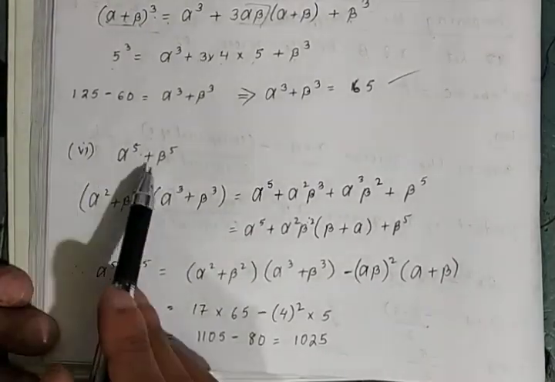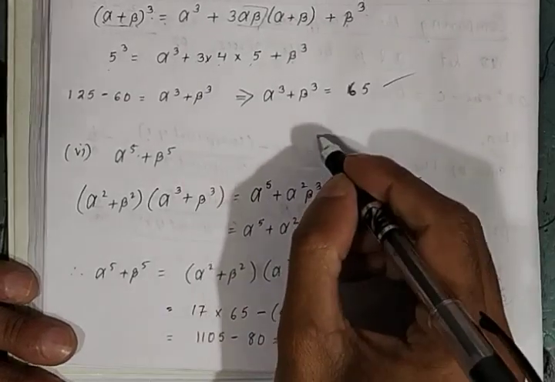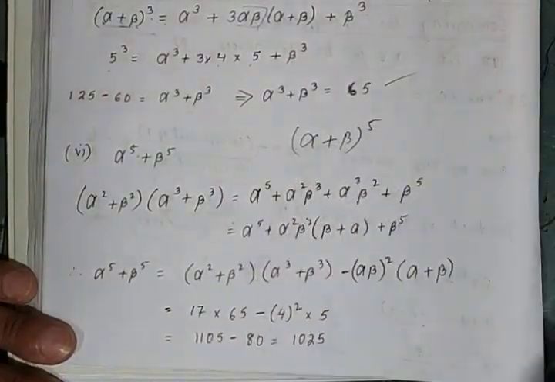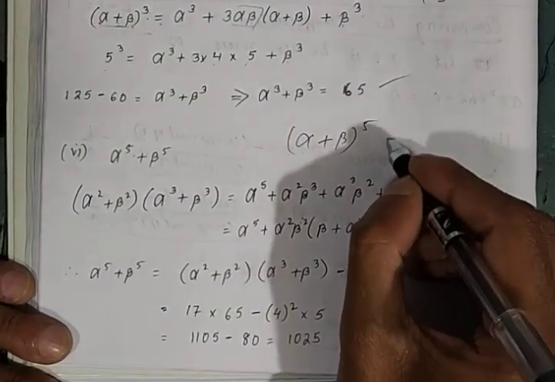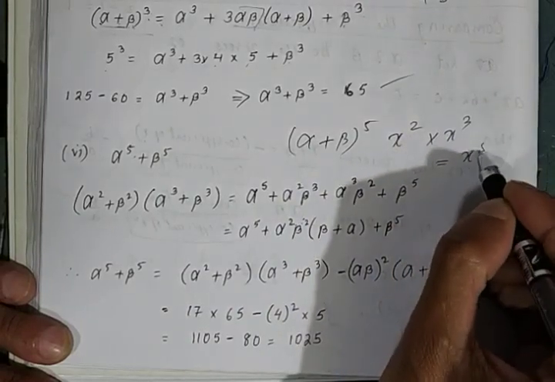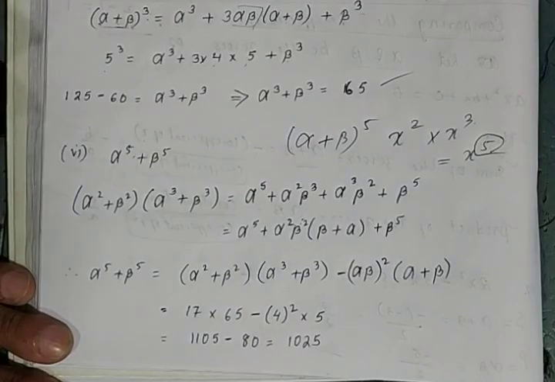Alpha to the power 5 plus beta to the power 5. Now to the power 5 I don't have any formula. What can I expand so that I will get to the power 5? Don't tell me that I'll expand alpha plus beta whole power 5. It will be very difficult for you. So always remember that, if I say x square into x cube, is it not x to the power 5? 2 plus 3, 5. That is the concept I'm going to use here now.